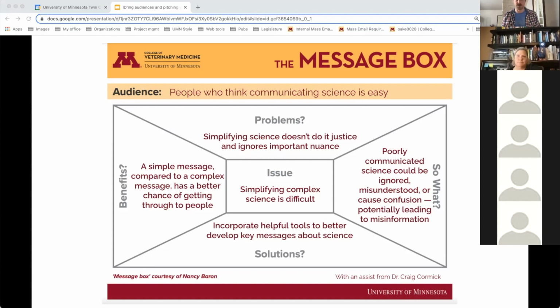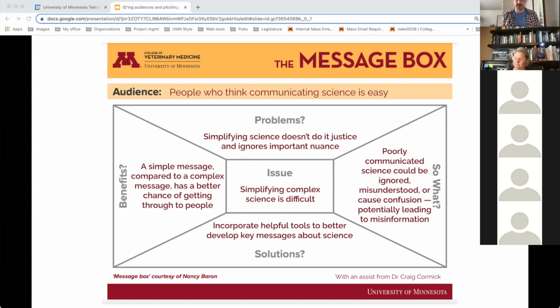So it's a really imperative thing to get correct. A solution for the science communicator might be to incorporate tools like the message box to better develop key messages about science. And finally, the benefit a science communicator might convey is that a simple message compared to a complex message has a better chance of getting through to people.